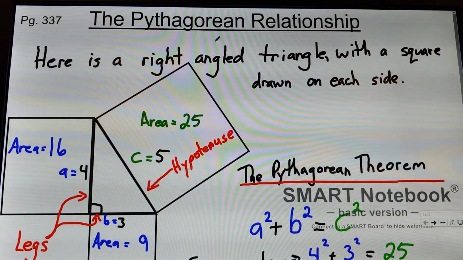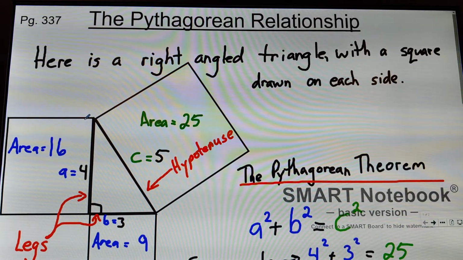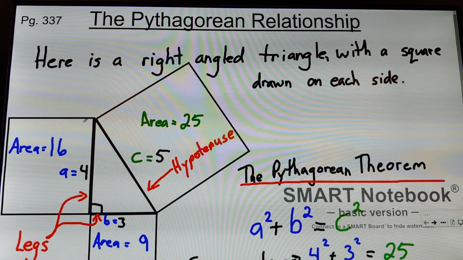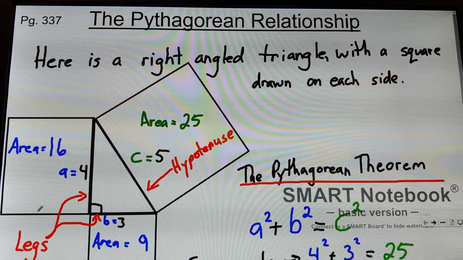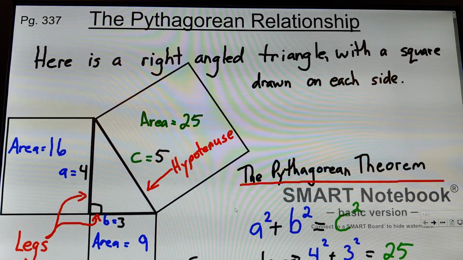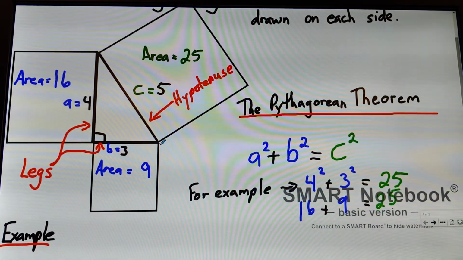Okay. So as I said, it works with right angle triangles. So that's what I've drawn here. We have a right angle triangle. And what I've done is taken each side and made a square out of it. Okay. So it took the length of this side and drawn a square, taken the length of that side, made a square, and taken the length of that side and made a square.